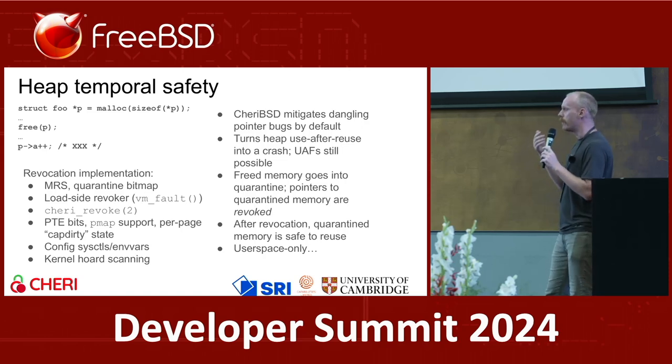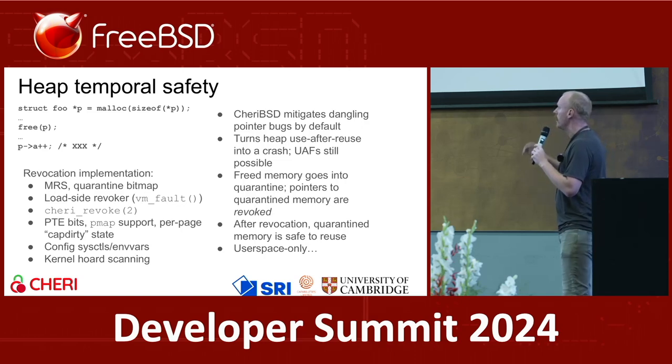When freeing a buffer, what we want to do before reusing it is make sure that there are no dangling pointers that reference that buffer anywhere in the process's memory, in its registers, thread registers, or anywhere in the kernel. Maybe the kernel's caching pointers. Basically, we look through all of those possible places where a dangling pointer can be squirreled away and clear all those tags. At that point, it's safe to reuse all of those buffers, because the worst that's going to happen is you're going to get a deterministic crash.